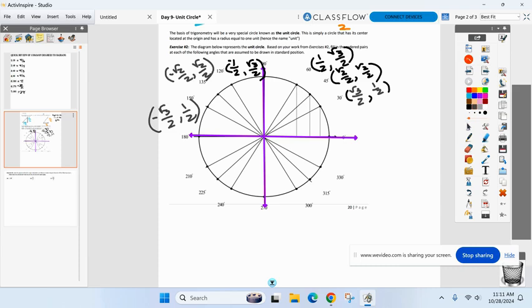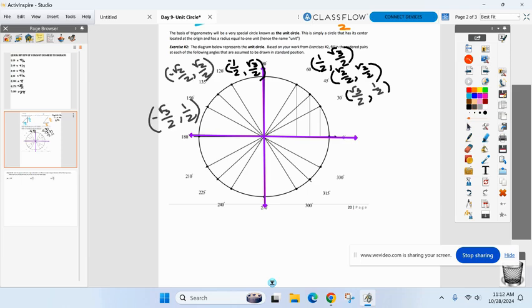What do we know about everything in the third? Everything should be negative. Every coordinate is negative. And then the fourth quadrant? What's negative in the fourth quadrant? The x's or the y's? The y. So all your y coordinates should be negative. Got to pay attention to where we're positive and negative now.